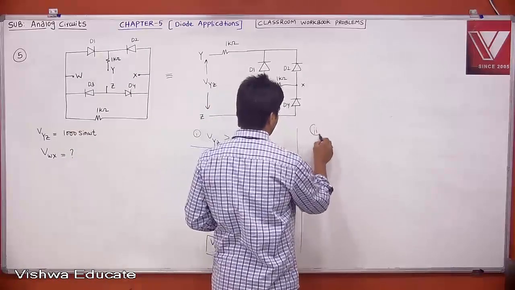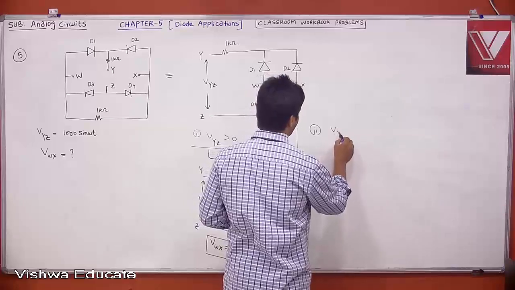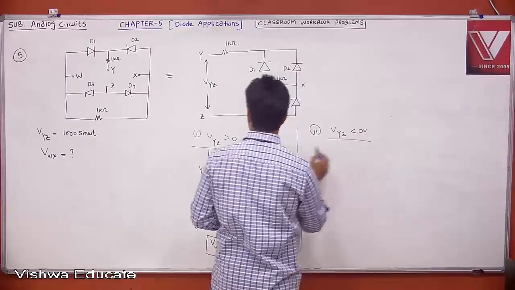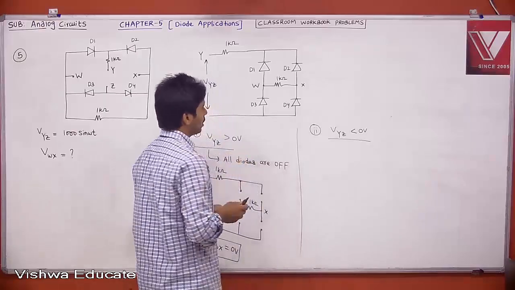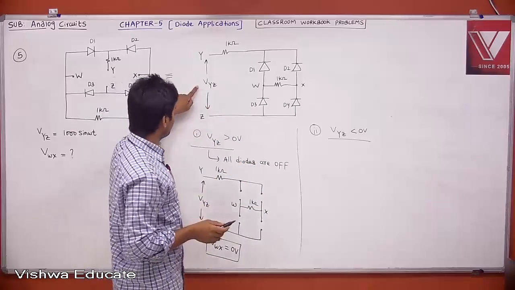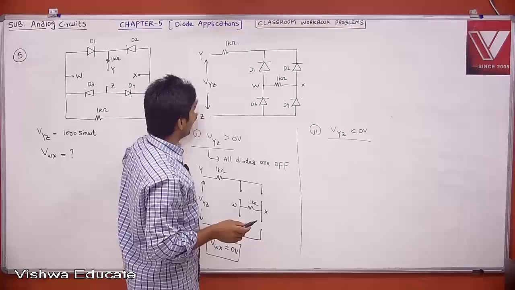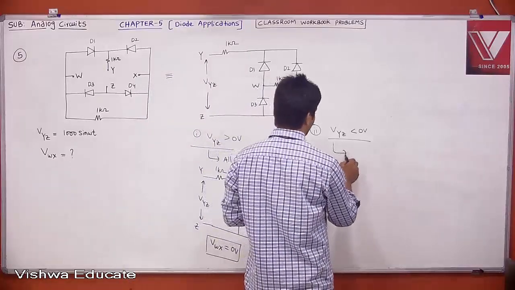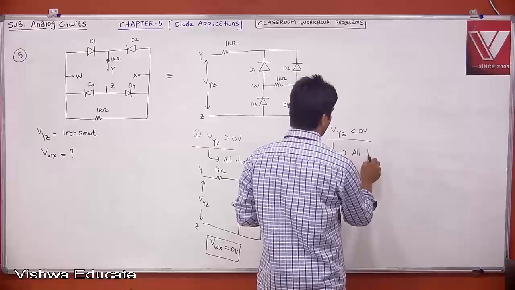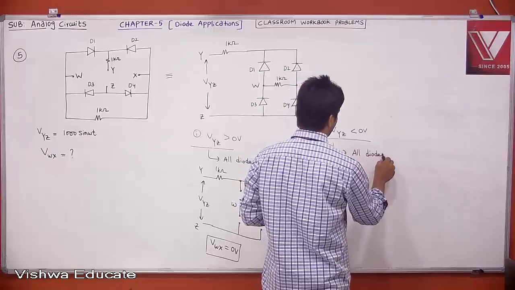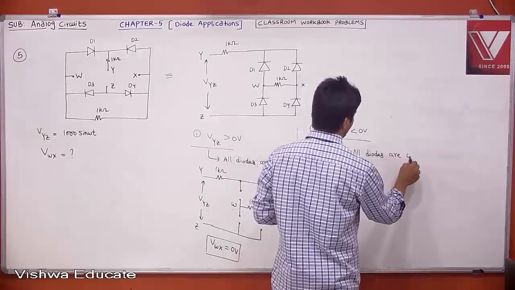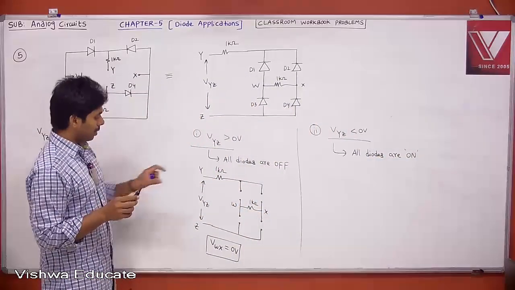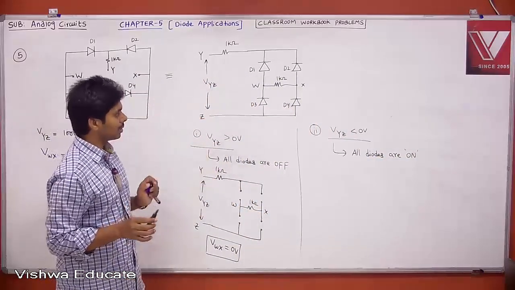Now case 2, when VYZ is negative, or less than 0 volt. If it is negative, this is minus, this is plus, then all will be on. Because all are ideal, all diodes are on. If you are able to visualize, fine. If you are not, first of all open all the diodes and you will get it.